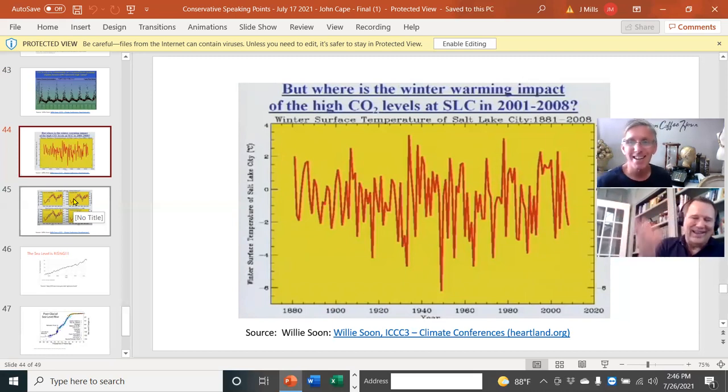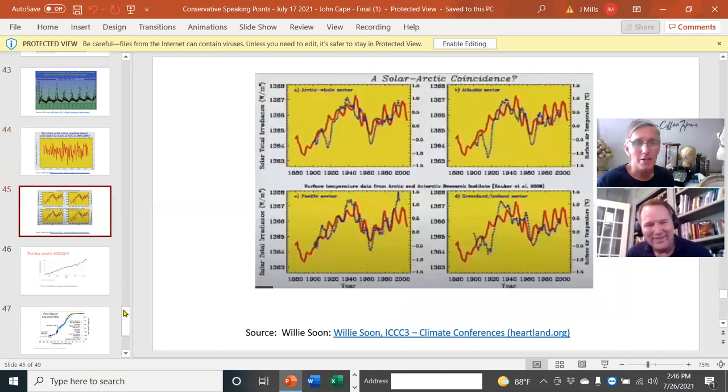You're right. I guess if you look at those high CO2 levels and the fact there's low temperature movement, I'm all for getting rid of winter here in Chicago.